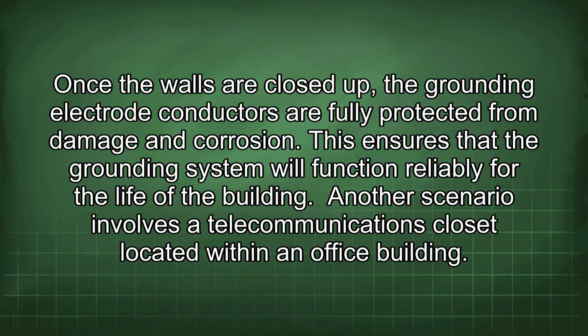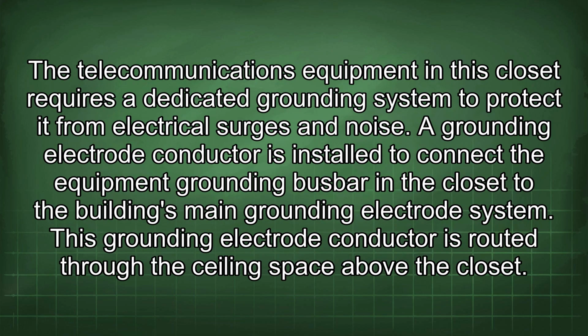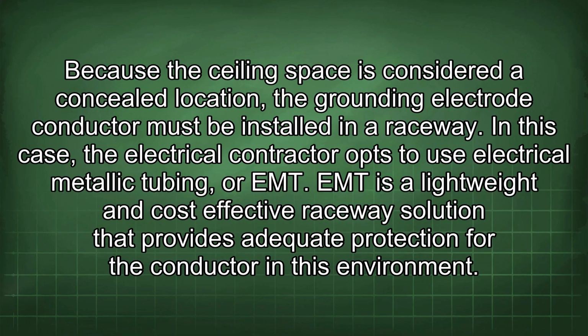Another scenario involves a telecommunications closet located within an office building. The telecommunications equipment in this closet requires a dedicated grounding system to protect it from electrical surges and noise. A grounding electrode conductor is installed to connect the equipment grounding busbar in the closet to the building's main grounding electrode system. This grounding electrode conductor is routed through the ceiling space above the closet. Because the ceiling space is considered a concealed location, the grounding electrode conductor must be installed in a raceway. In this case, the electrical contractor opts to use electrical metallic tubing, or EMT.